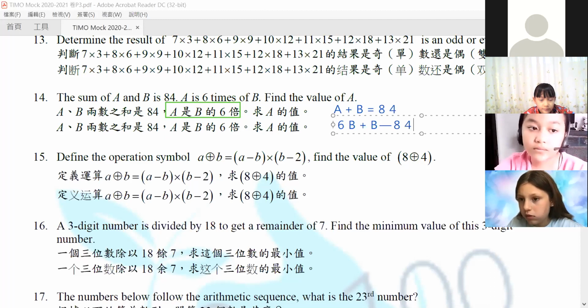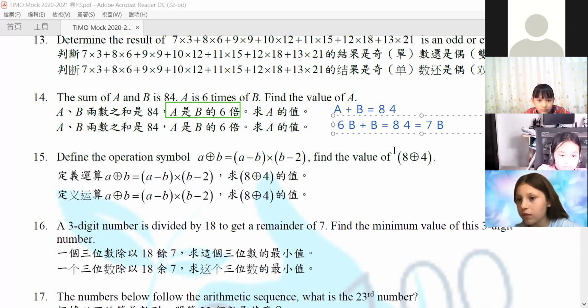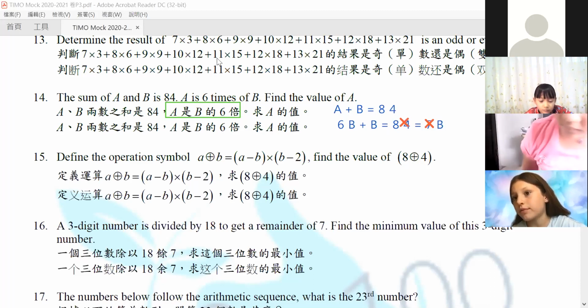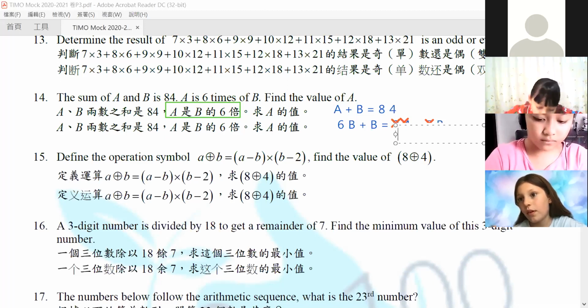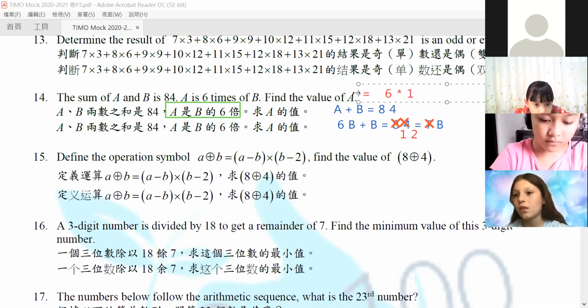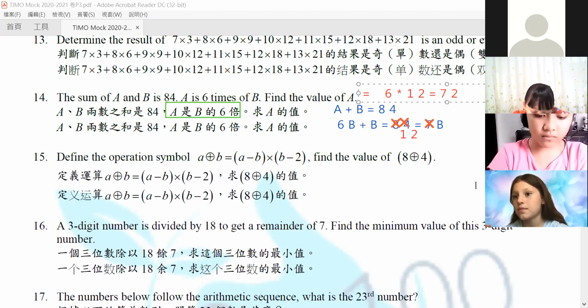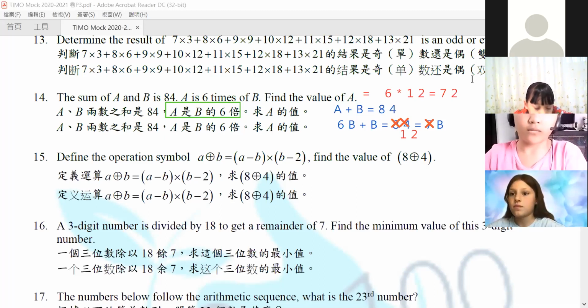equals 84. But it also equals 7B, right? Hence we can now cancel out 7, and hence we get 12. So we know that B is 12. If B is 12, then A is 6 times 12. So A must be equal to 6 times 12, which is equal to 72. All right? This is question 14. Yes, exactly.